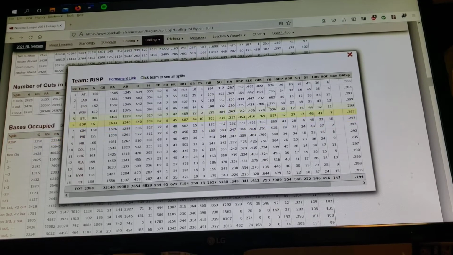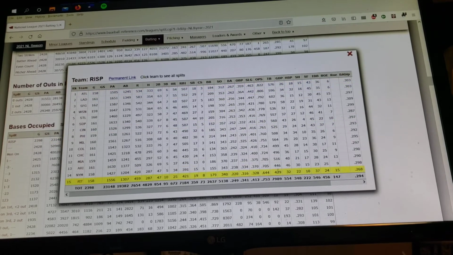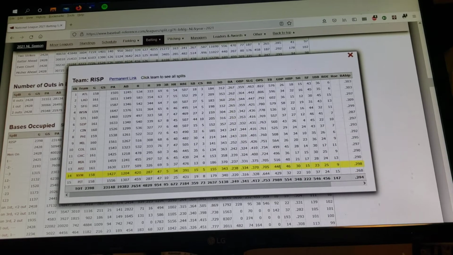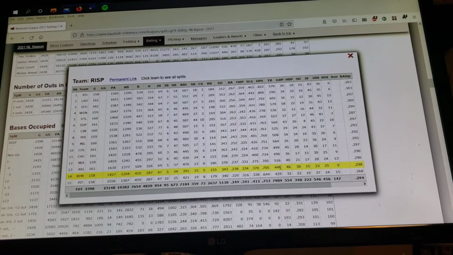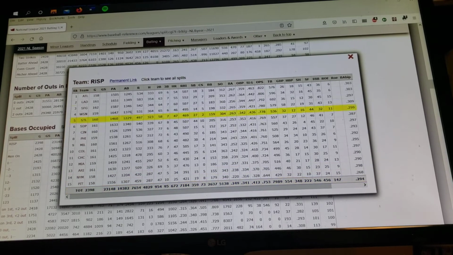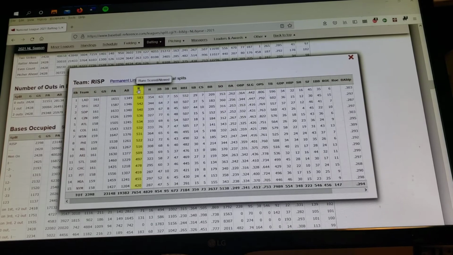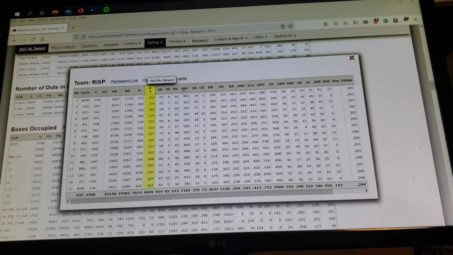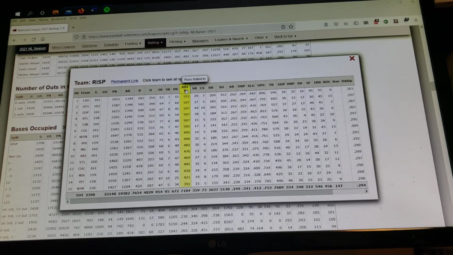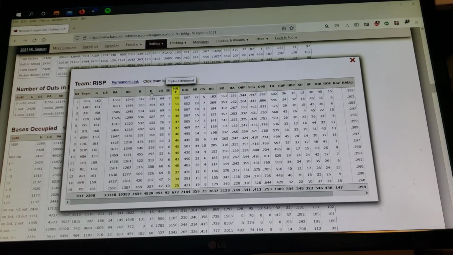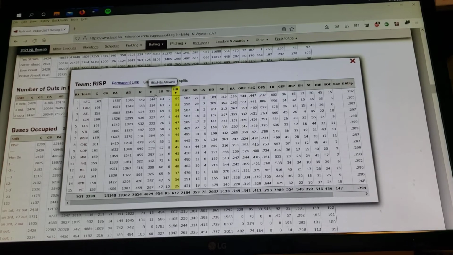Now, this is sorted by OPS, and we can see the Mets are 14th in the 15-team league with a .705 OPS with runners in scoring position, while the league average was .753. And again, we can sort by any of these columns up here in red, whether that's runs or hits or RBIs, and no matter which one you sort, the Mets are going to be last or next to last. So not really great news.